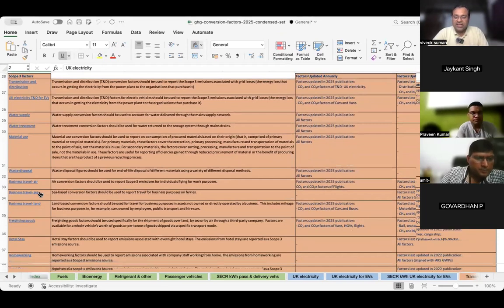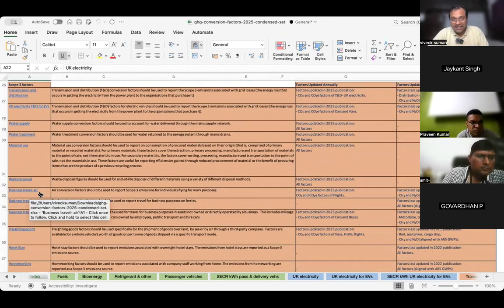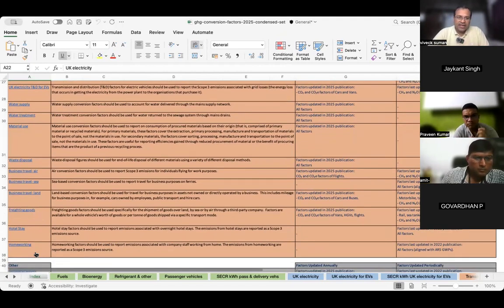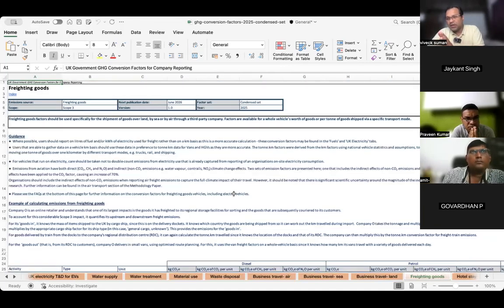If you are talking about business travel air, of course, it is category 3 under scope 3. Now, business travel is also not there. Freighting goods, can it be? If you check below that, there is nothing. So that is the only thing which is more reasonable. So I will click on it. It will take me to that particular sheet.